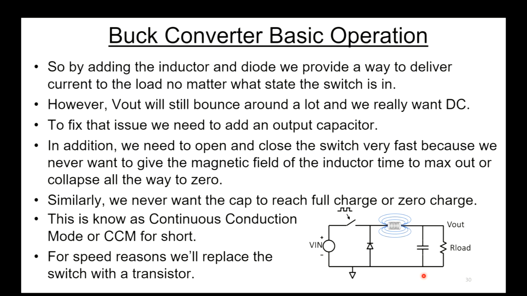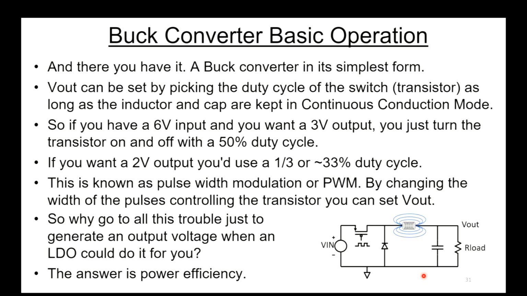Now for speed reasons, we're going to go ahead and replace that switch with a transistor. And there you have it, a buck converter in its simplest form. Vout can be set by picking the duty cycle of the switch, in this case a transistor, as long as the inductor and cap are kept in continuous conduction mode.